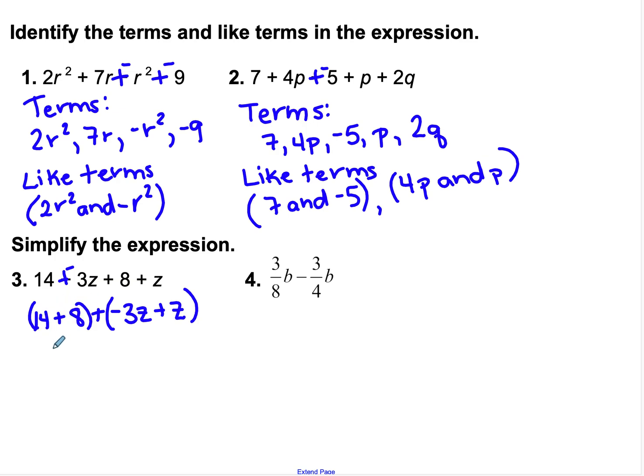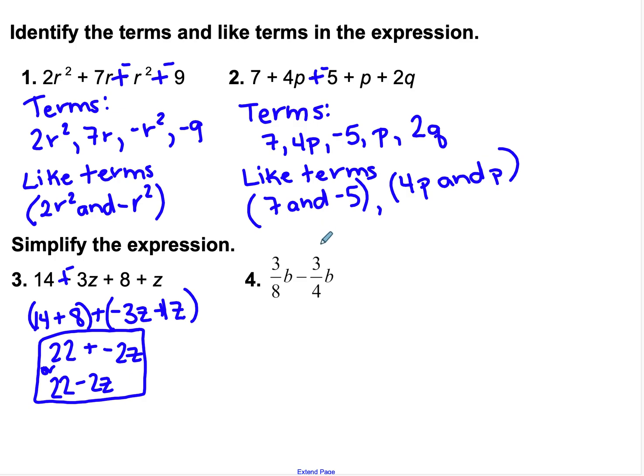Okay, 14 plus 8, that's going to be 22. Negative 3z plus z, if you want to write a 1 in there, you can. Negative 3 plus positive 1, different signs, find the difference. That's going to be negative 2z. Okay, another way to write it would be this, 22 minus 2z. When you see answers from the book, they never will write a plus negative in an answer. They will just write the minus sign instead of the negative. Either way is okay.